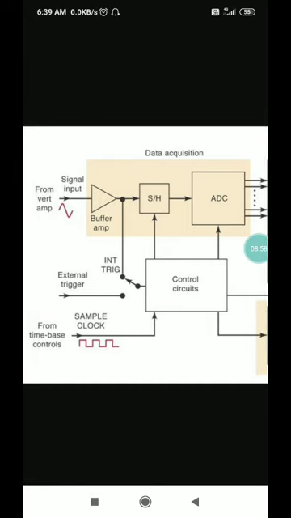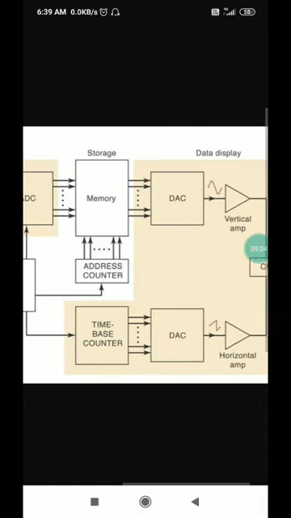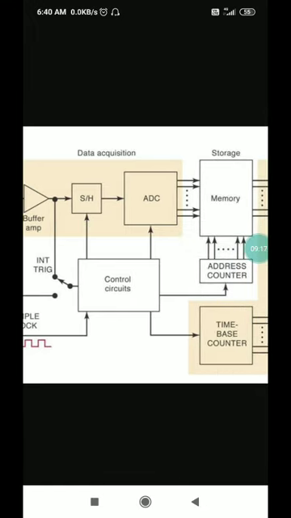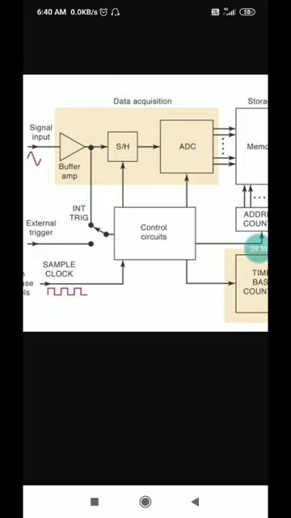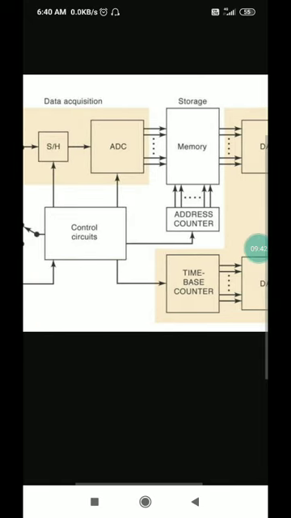Apart from this, we have got some control circuitry which controls all of the blocks in order to prepare the waveform accurately. The control circuitry controls the sample and hold circuit, it controls ADC, it controls buffer amplifier, it controls time-based generator or time-based counter, it also controls the memory. Okay, so control circuit is connected to almost all of the sections. If you simply show it connected to data acquisition system, the storage system and the data display unit, that will be sufficient.